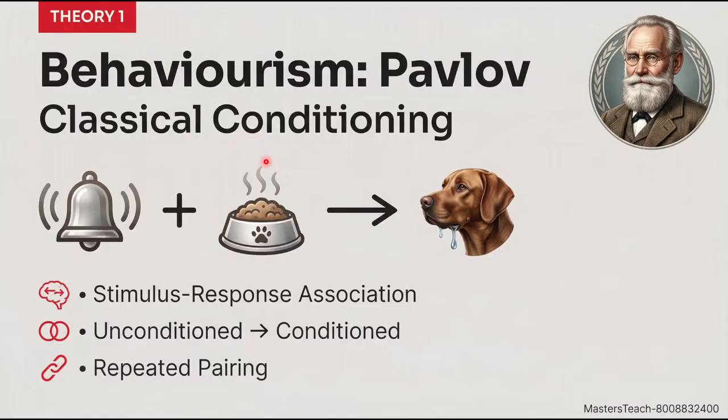So here some theories we are going to discuss. It is only for quick revision. I'm not giving the entire thing in one slide, but by watching this video you can remember. Behaviorism, which is proposed by Ivan Pavlov. This is also called classical conditioning. It is a stimulus response association. Then unconditioned and conditioned stimulus, repeated pairing. So this is about behaviorism, Ivan Pavlov.